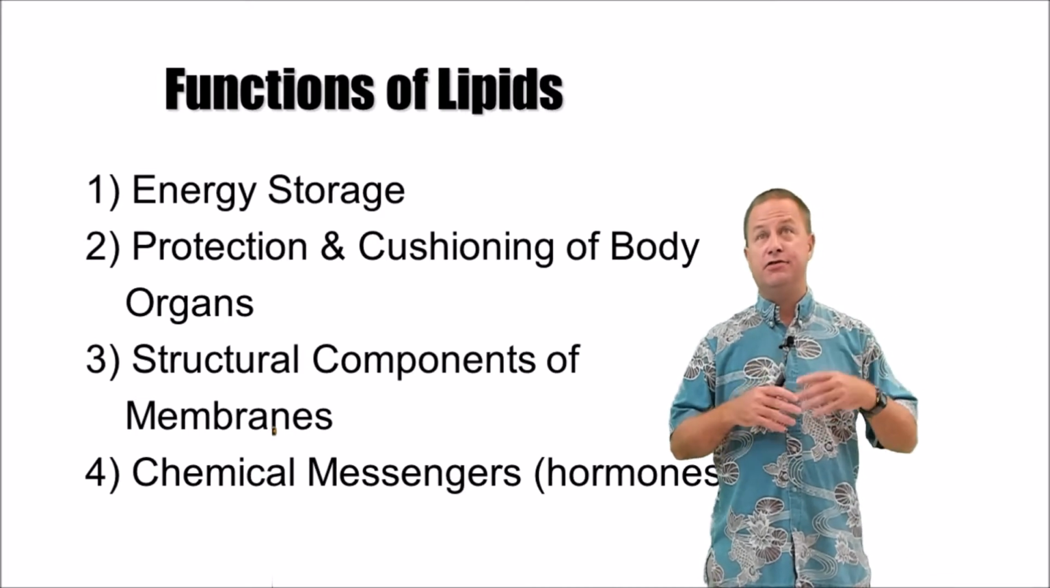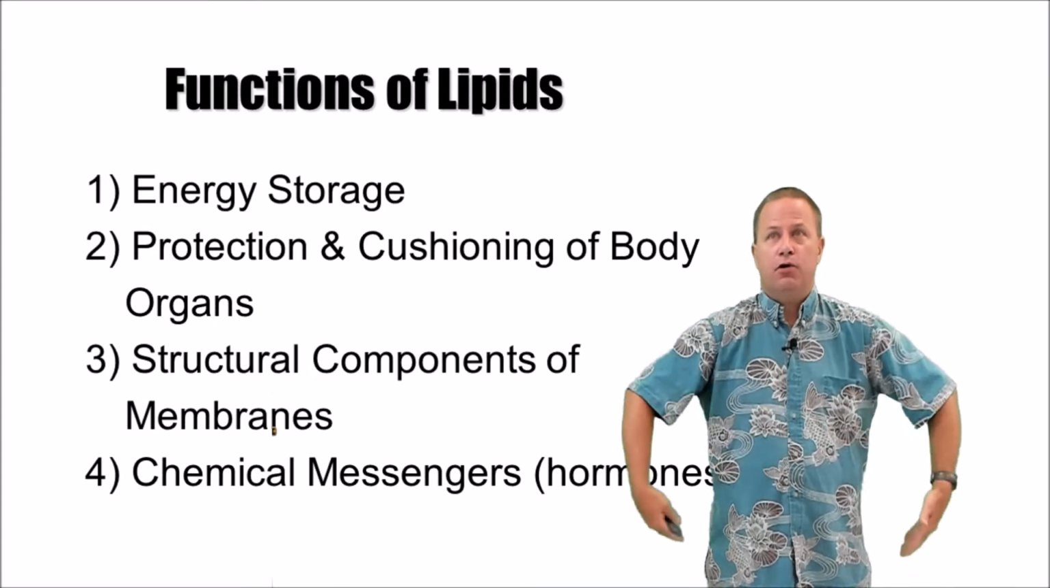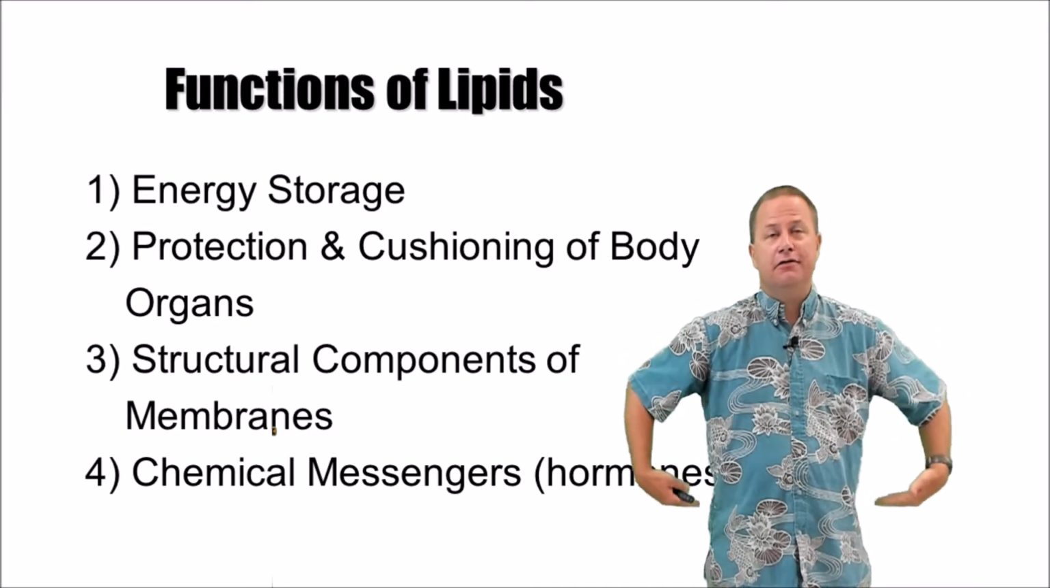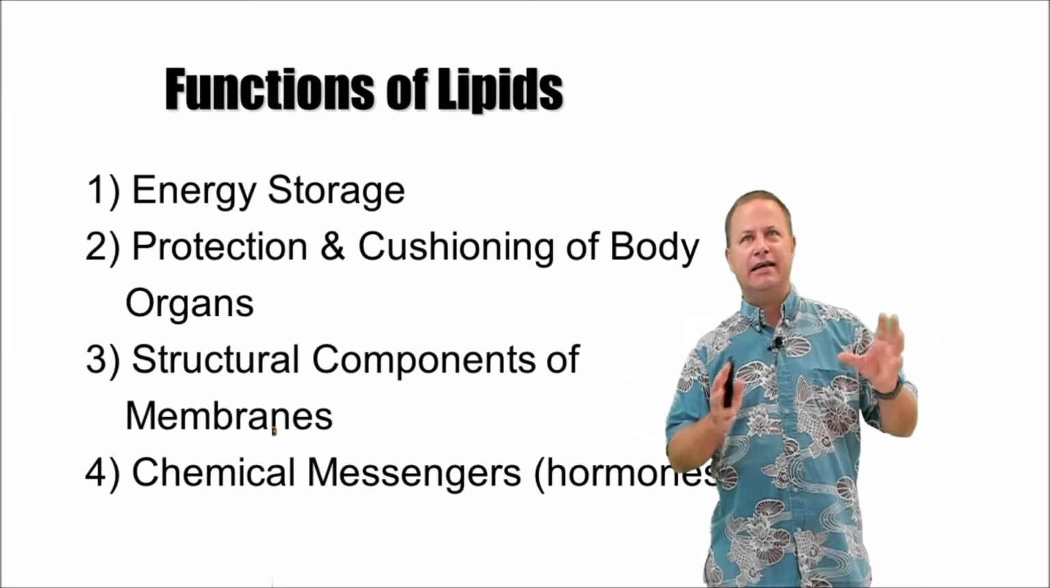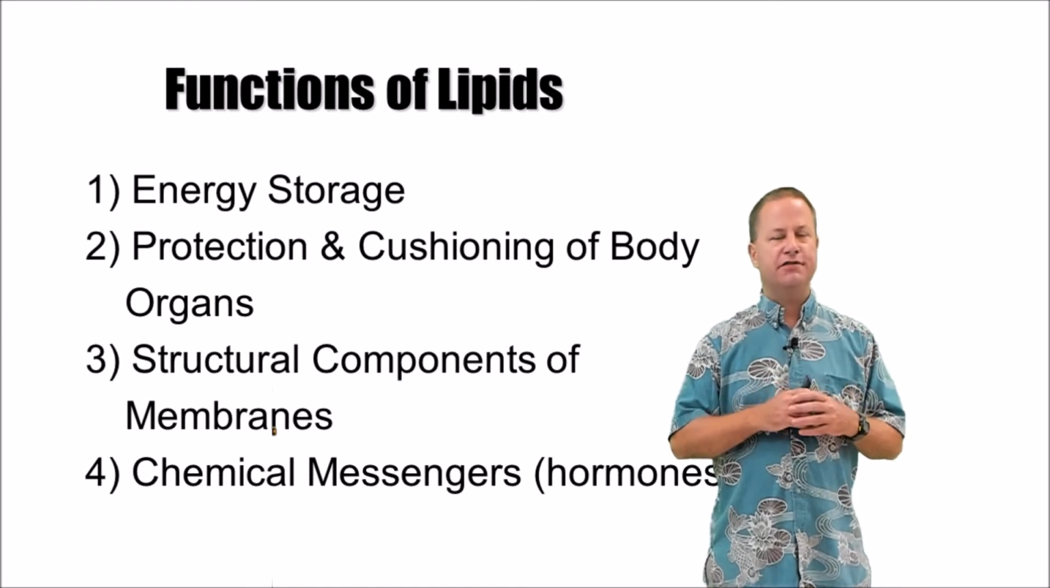The other thing that lipids do for animals is they add protection and cushioning to body organs. For example, around the kidneys, you have this nice capsule of fat that helps to insulate the kidneys and keep them from rolling around. They also serve as structural components for membranes.